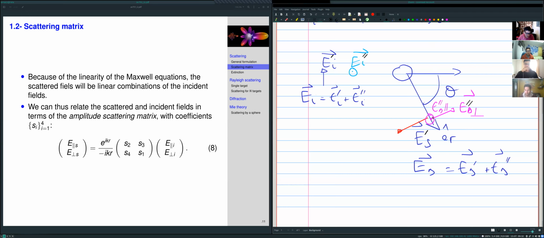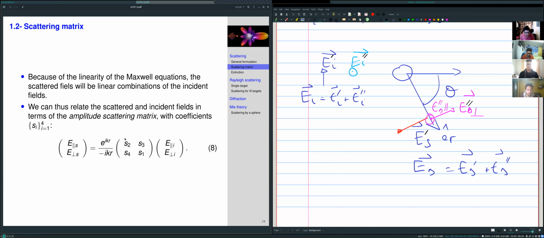So this matrix here embodies the details of the interaction. This is not easy to absorb and digest, but it's in the end quite simple. We're just remembering that the Maxwell equations are linear, and therefore the emergent fields are going to be linear combinations of the incident fields.